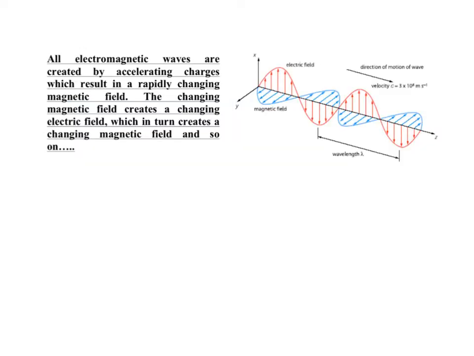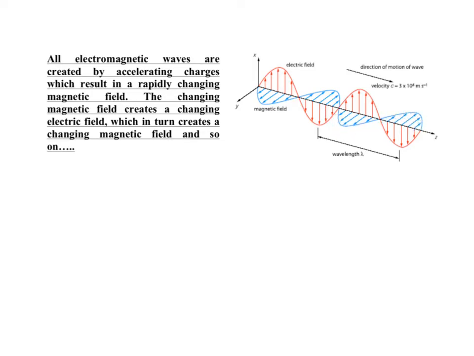In short, electromagnetic waves are created by accelerating charges, which result in rapidly changing magnetic and electric fields. So if this is the source of the electromagnetic radiation here, there would be an accelerating charge. It could be accelerating in 3 dimensions, and what it does is it results in a varying electric field, which in turn induces or creates a varying magnetic field.